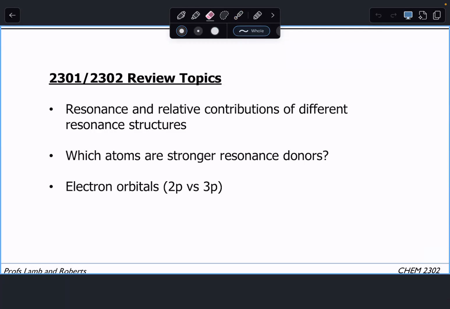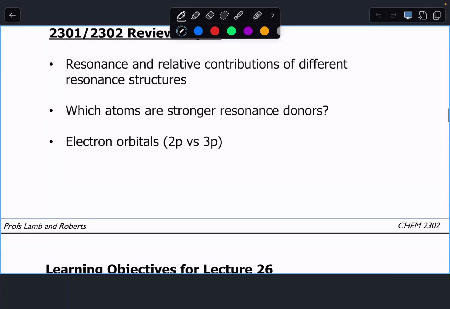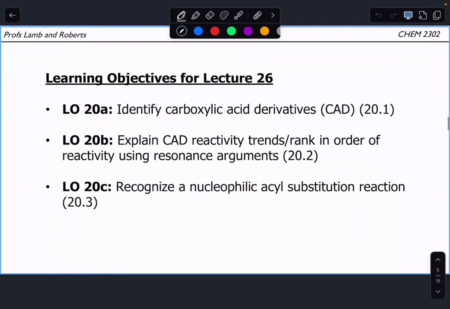So then, which atoms have stronger resonance donors, and then how electron orbitals affect resonance. So it's a lot of resonance today. Like I told you, you never escape. Resonance is super, super important. And so that's going to be a lot of what we talk about today.